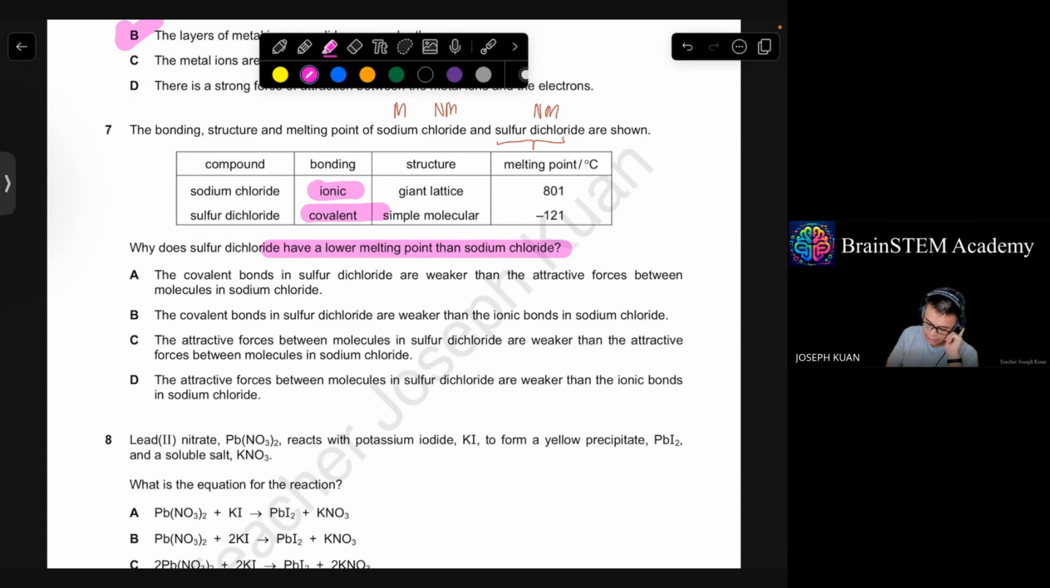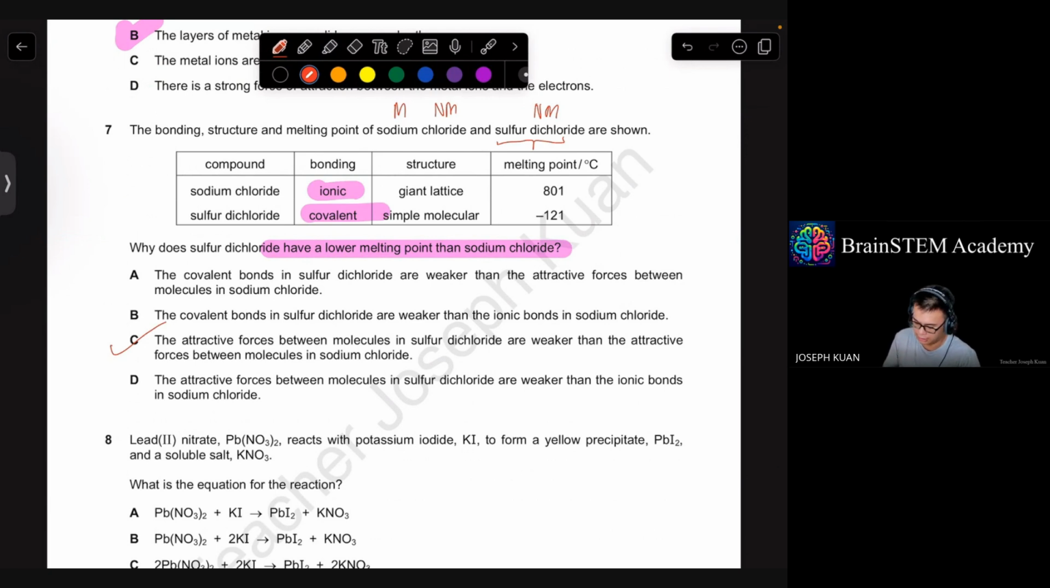So, the reason why it has a lower melting point is because the bonding is easier to be broken, right? In sulfur dichloride than sodium chloride. The attractive forces are easier to be broken. So the answer, although most people would think that it's B, the answer is not B. It's actually C. All right, covalent bonds are actually very strong.